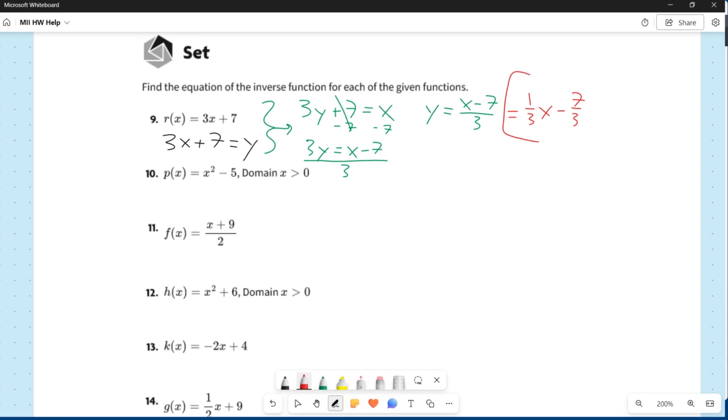And so our final step here is to just reintroduce function notation. So our original function was r of x, which means our answer now is r inverse of x. That's replaced the y, and now we're just going to write our function, which is x minus 7 over 3, and that is our final answer. That is the equation of the inverse function that would essentially undo what our original function did.